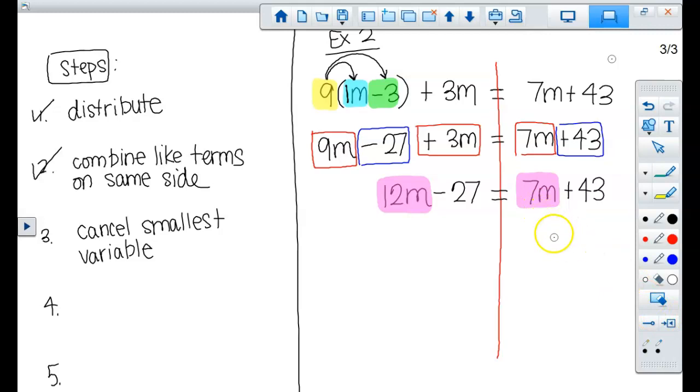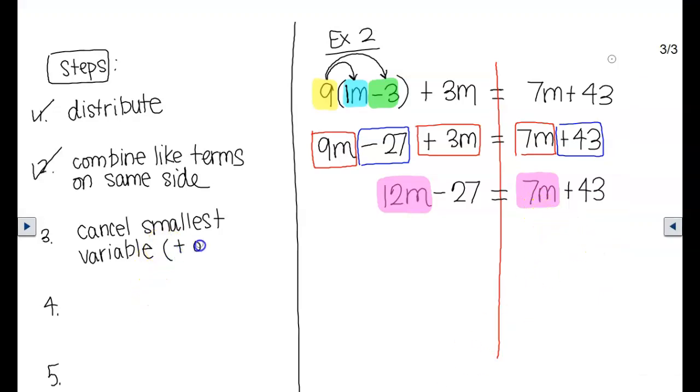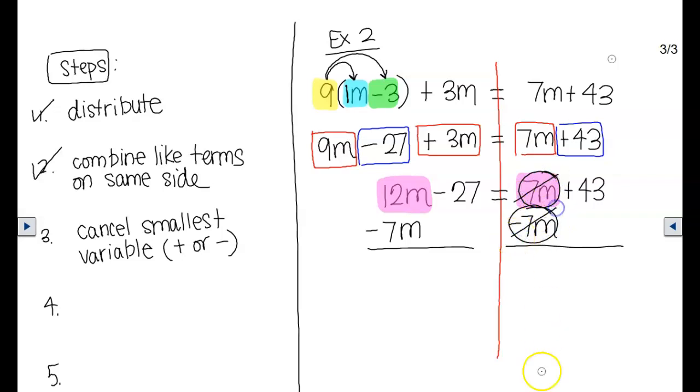Now to cancel that 7m, I'm either going to add 7m or subtract 7m. So this is a positive 7 right now, so I would do the opposite and subtract 7 to get rid of him. If you subtract 7m over there, you have to subtract 7m over here. 7m minus 7m is 0. They cancel out. So 12m minus 7m is 5m. Minus 27 is equal to 43 on this side, which is what we're bringing down. So we have canceled the smallest variable.